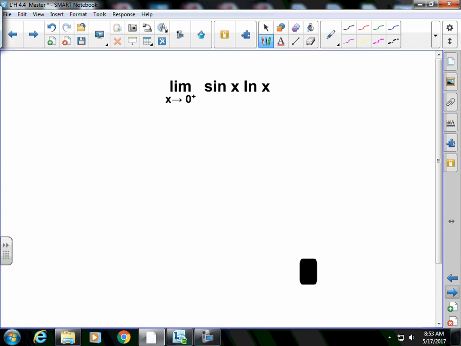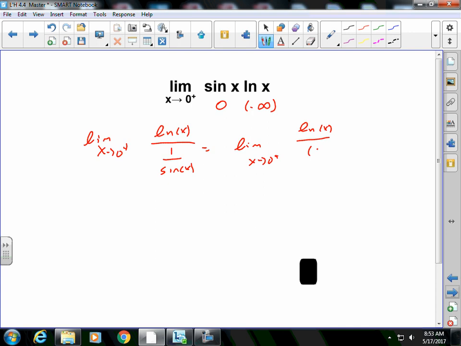Here's another example. When I evaluate this, sine of 0, that's 0. And then again, this is negative infinity. I don't like that, so I'm going to rewrite that. I'm going to rewrite this as the limit as x approaches 0 from the right of the natural log of x all over 1 over sine x. Well, I could clean that up a little. The limit as x approaches 0 from the right of the natural log of x cosecant x. And if I evaluate that at 0, I get infinity over infinity.